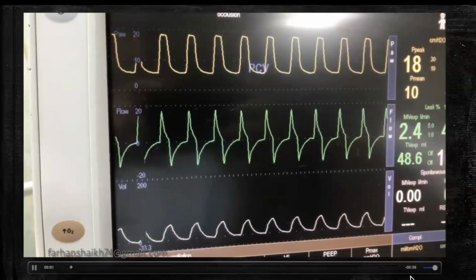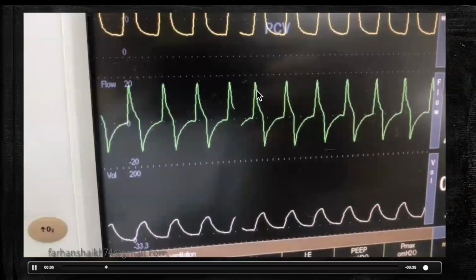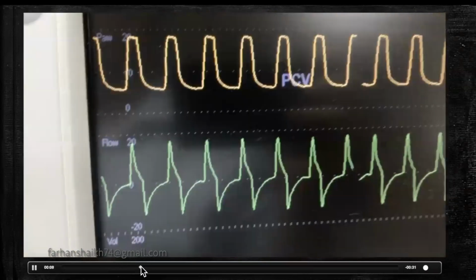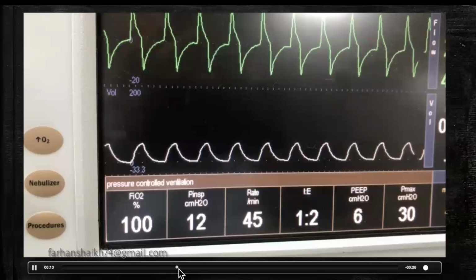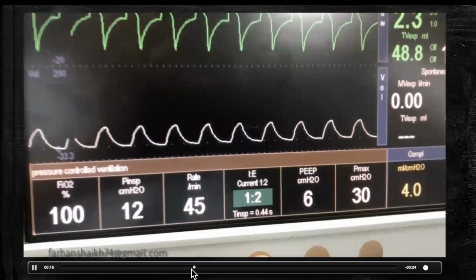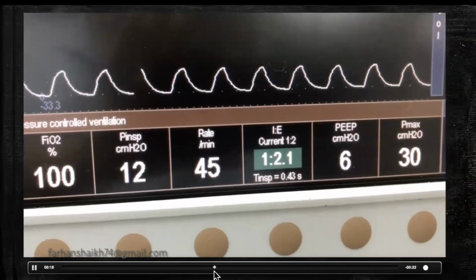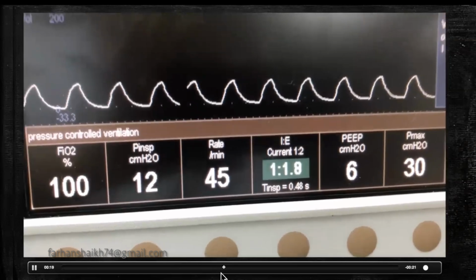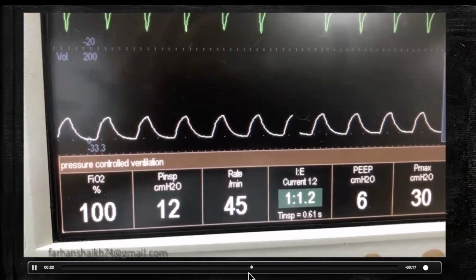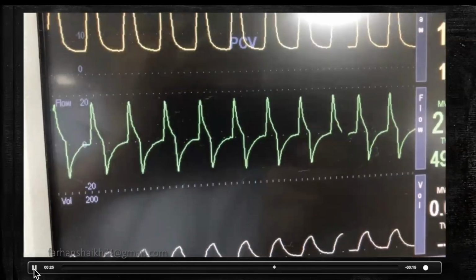Now, in this particular scenario, we can see that the flow is not touching the baseline and expiration is starting. So we need to see what is our I time. When we look at the I time, we can see here it is set at 0.4. When we look at the patient, the child is a little bigger, and this 0.4 is for neonates, a very small I time. So we increase the I time to 0.5, 0.6 seconds here, and then you see what's happening.